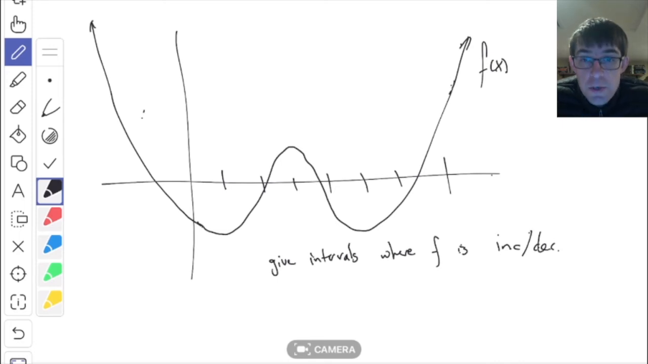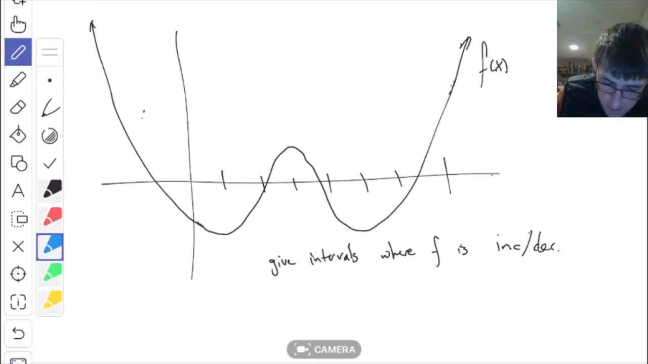If you're looking at a picture, if you know what to look for, this is not difficult. Increasing means it's going up as you go to the right. That means like this, up as you go to the right. Decreasing means down as you go to the right, like that. So maybe I'll use my colors. Increasing would be like here. It's going up as you move to the right.